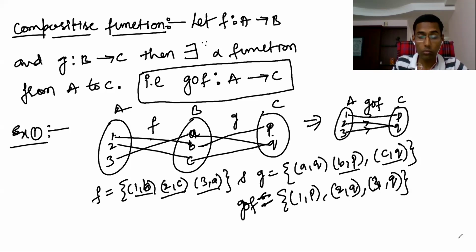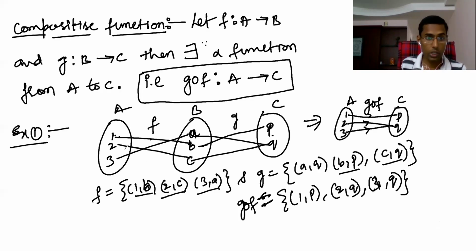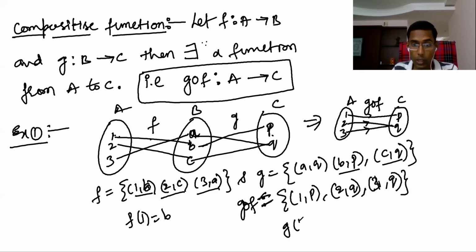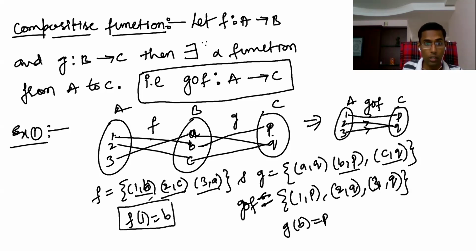So now, more elaborately, you see this one. f of 1 is b, g of b is p. Like this I am writing, see, 1 comma b means the image of 1 is b, and here the image of b is p. You try to understand this. The image of 1 is b, we write like this. The image of b is p, we write like this.